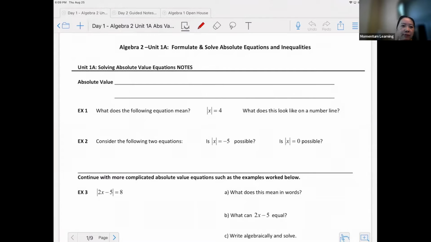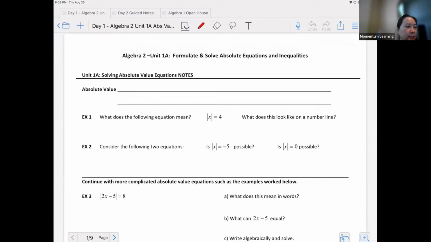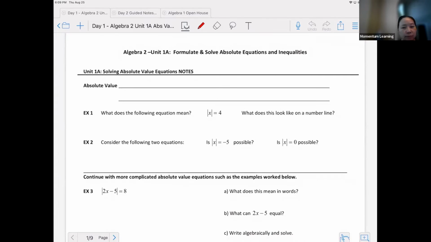Now let's take a look. We're starting. I can pick the topic, but a lot of the math topics are all connected. This is our first unit. Actually, my students are currently still in this unit 1. So: formulate and solve absolute value equations and inequalities, and we'll also have graphing afterwards.